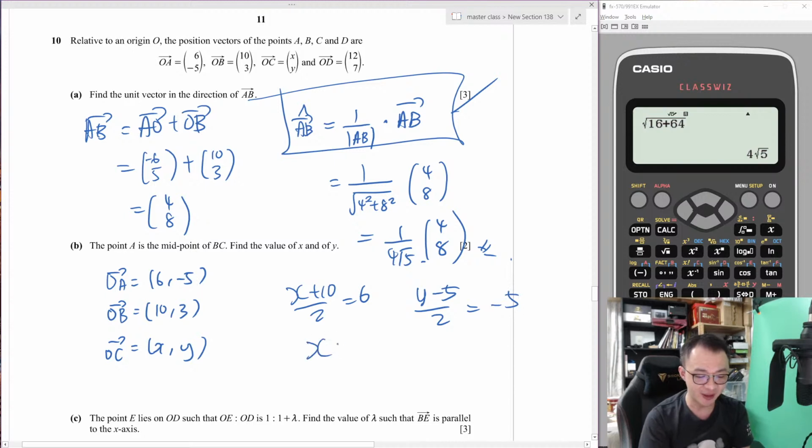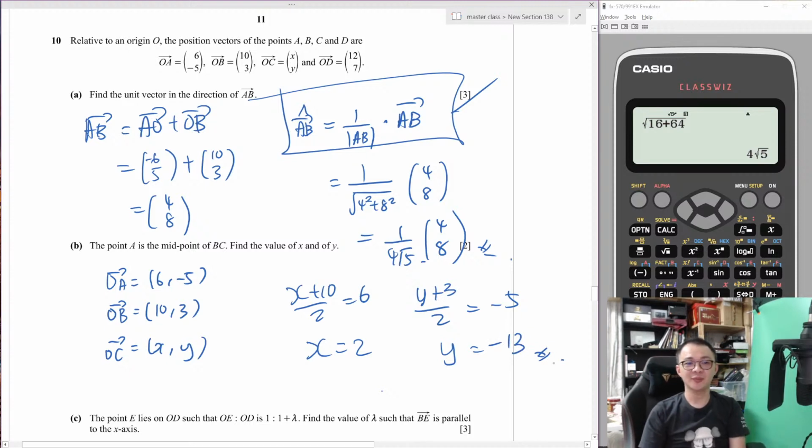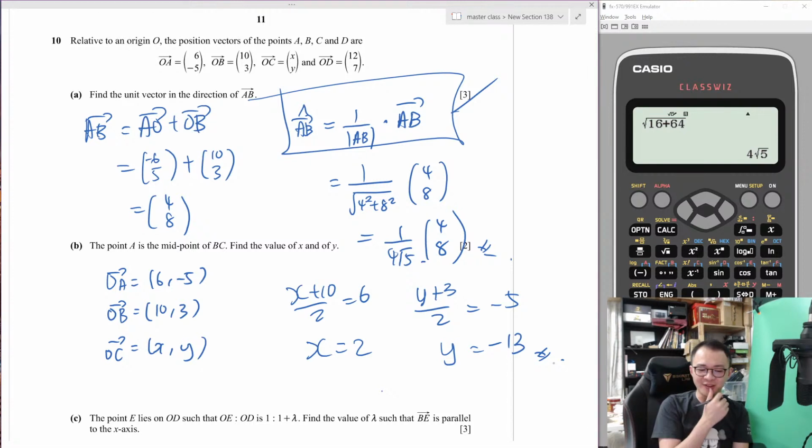Then from here I have 12 minus 10 is 2, and -10 minus 3 is -13. Then my x and y, I got the answer, which is 2 and -13. Okay, if you use the vector, I think it's a little bit weird.